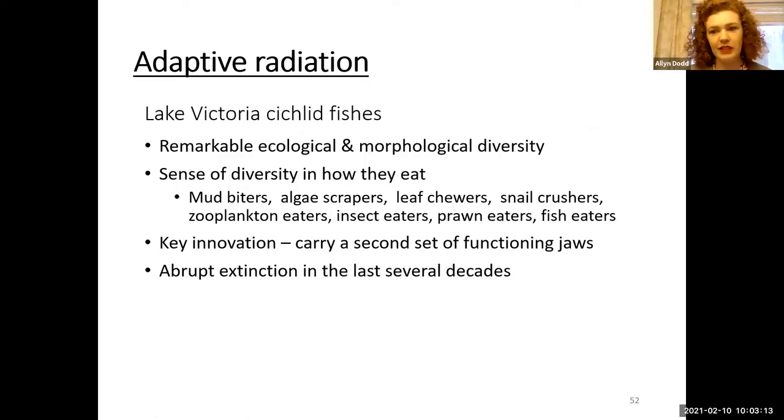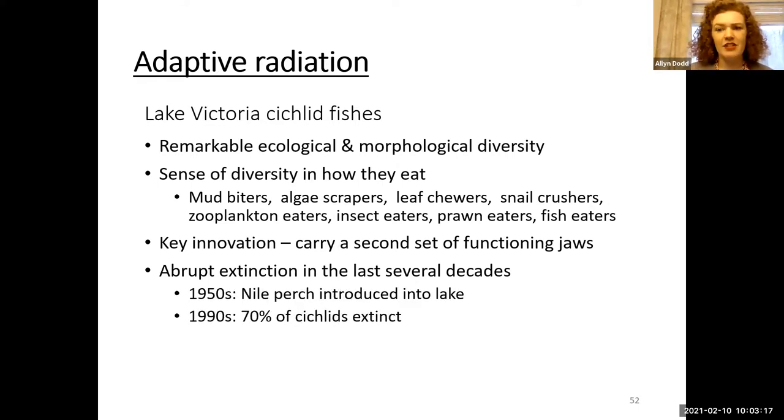Okay. I think I'm just gonna mention this because your book says this. You get a lot of extinction happening though. I told you there's a huge diversity of cichlids, but over 70% of cichlid species have gone extinct. There are conservation efforts to rectify this, but all of this is because of the introduction of the Nile perch into the lake in the 1950s, and that decimated the diversity, the cichlids in Lake Victoria.